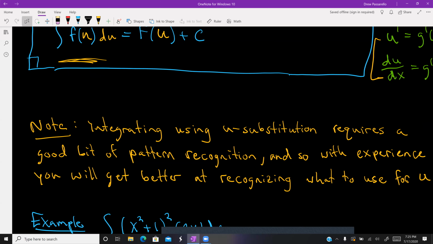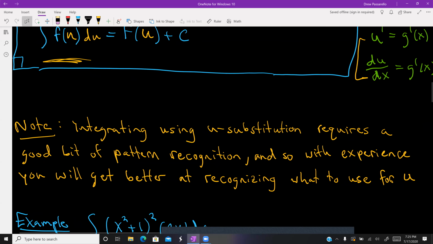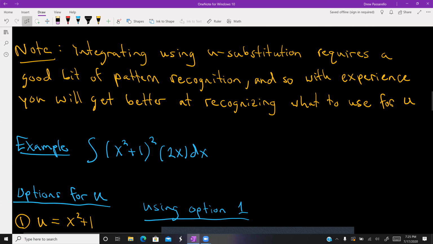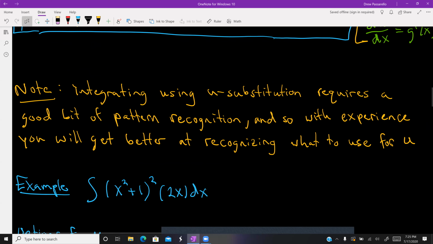All right. So for U-Substitution, integrating requires a good bit of pattern recognition, and really you only get good at the pattern recognition as far as what you're going to use for u through practice. So that's why this video just goes over a concept. I'll do this example and discuss how we apply U-Substitution for this example. But really, you need to practice. And the more examples you do, the better you'll get at doing these kind of problems. So that's why the following videos are just examples after examples.